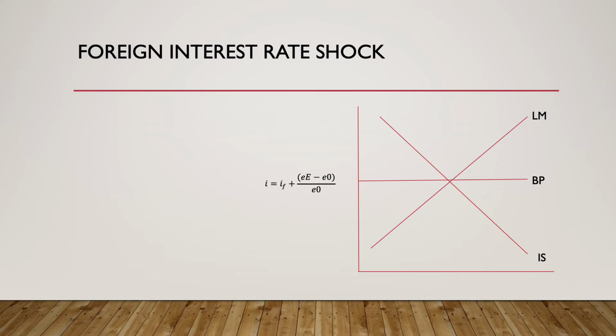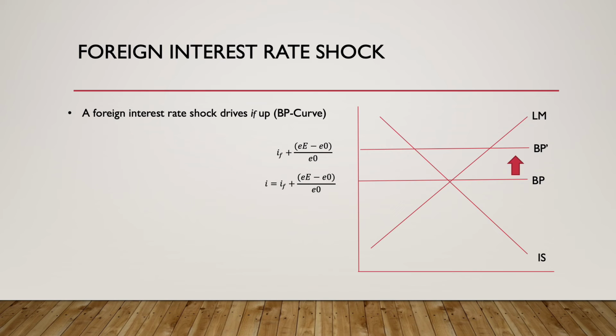Let's go ahead and model this foreign interest rate shock. We start with IF increasing. The foreign interest rate has been driven up. Now, this could happen for several different reasons. We'll just say that it happens. So, IF increases, the foreign rate of interest increases, and this pushes up the overall foreign rate of return. Now, nothing's happened with the currency yet. This is IF that's rising.